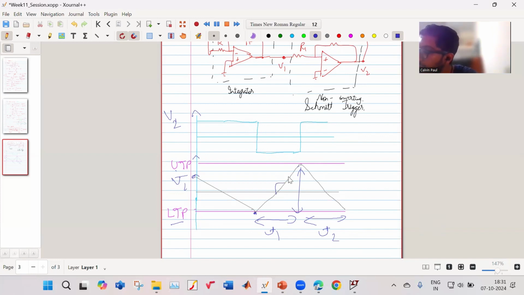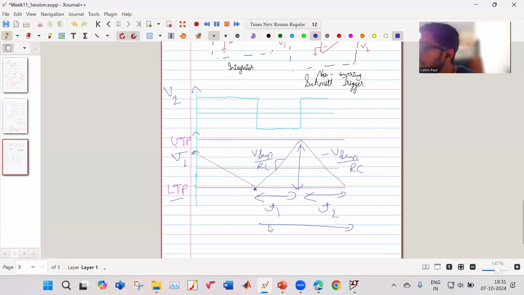This is a straight line, right? And that slope is given by V supply by RC. And then minus V supply by RC is the slope over here. So using this, you can find out the frequency. Your time period will be just T, and your frequency is 1 by T.